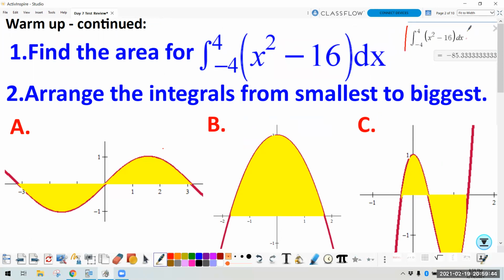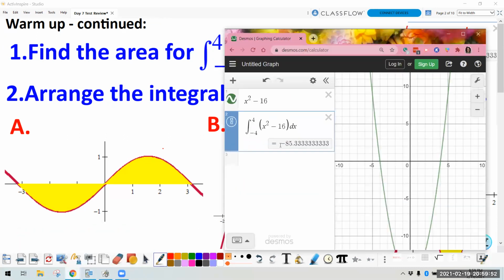So we have to take the absolute value of that, which is 85.3 repeating. One other nice thing about Desmos, I forgot to point out before, you can change this number to a fraction. If you click this dot over here, it converts your answer to a fraction.